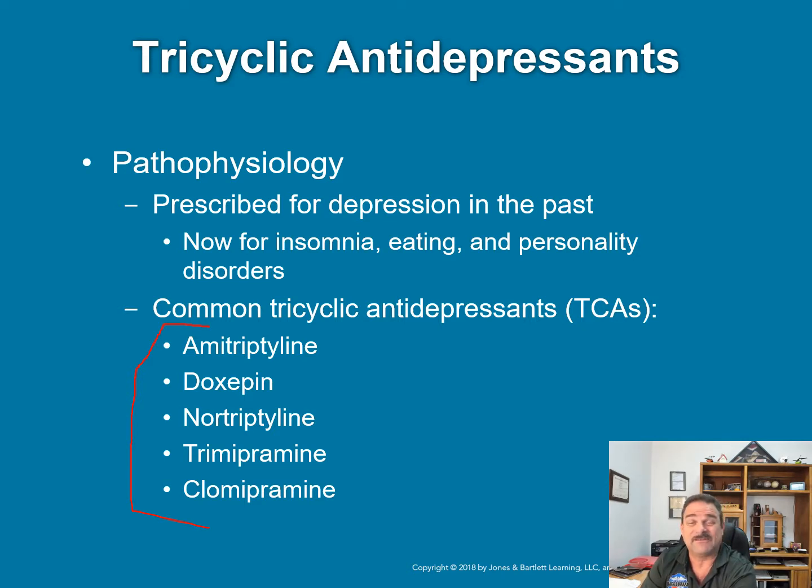Antidepressants accounted for over 75,000 adult exposures and were the fourth most common pharmaceutical involved in fatal exposures in 2014. Ingestion may have been intentional, and polypharmacy also may have been present. Tricyclic antidepressants were frequently prescribed for depression in the past and are now used for insomnia, eating disorders, and also personality disorders. Common TCAs are amitriptyline, doxepin, nortriptyline, trimipramine, and clomipramine.